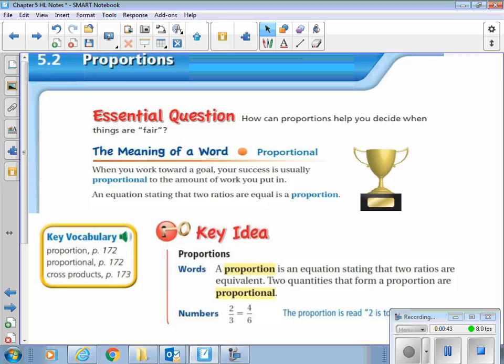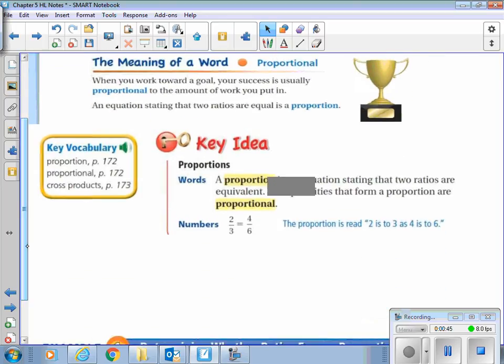So we learned in the first lesson of Chapter 5 that a ratio is simply another way of stating a fraction. So 2 to 3 is equal to 4 to 6 is proportional. And we're going to prove to you why they are proportional in example 1. So that is an example of a proportion. 2 to 3 is equal to 4 to 6, or 2 is to 3 as 4 is to 6 is another way of saying that.